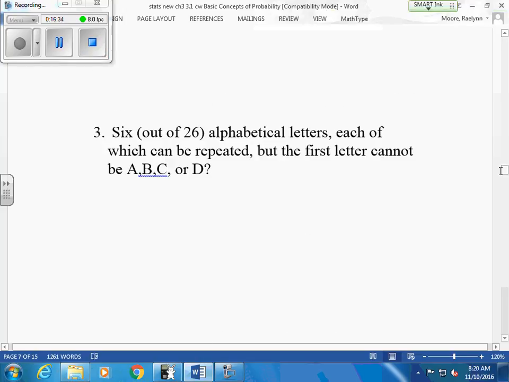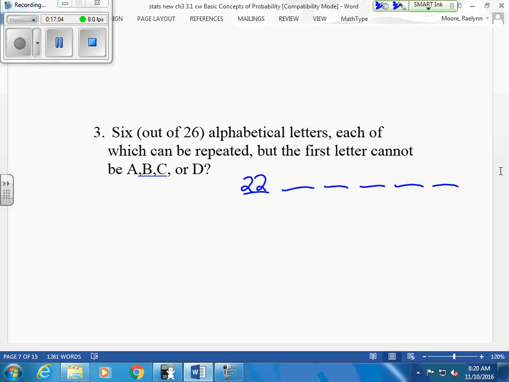All right. So let's try this. We've got 6 letters, each of which can be repeated. So that tells me I can use them over again. Except the first letter cannot be A, B, C, or D. So out of 26 letters, and they cannot be A, B, C, or D, how many do I have that I can use? 22. So what should my next one be? 26. These have no restrictions. 26, 26, 26, 26. You could do this like this, and then multiply 26 to the 5th power, so that you're not multiplying like crazy on your calculator. This only had a restriction on your first letter.